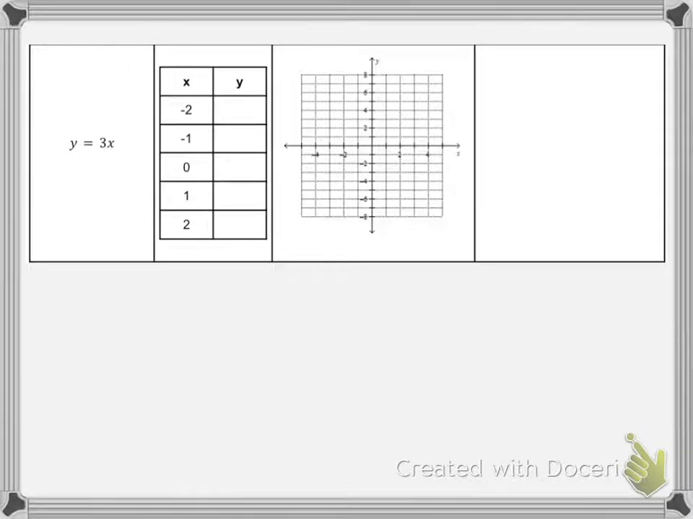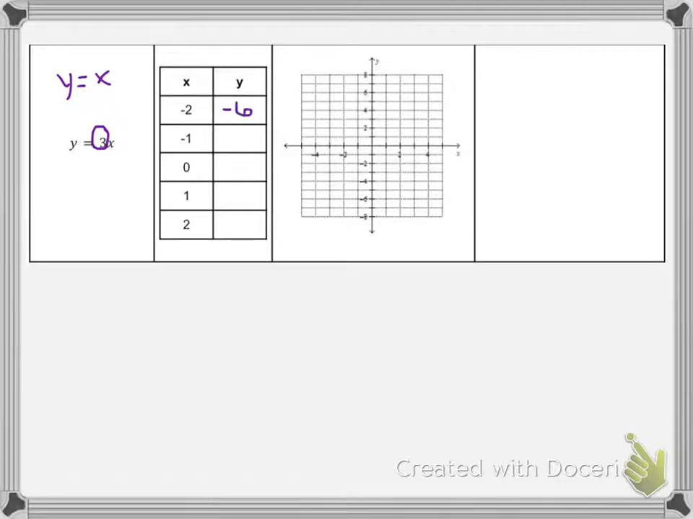All right, so this time I have my parent function and I'm multiplying by 3. Okay, that's going to be my transformation. So my parent function is y = x, and anything you see being done to the x is the transformation. So I see that the x is being multiplied by 3, so that's going to change my graph. Okay, I'm going to again give you the table values.